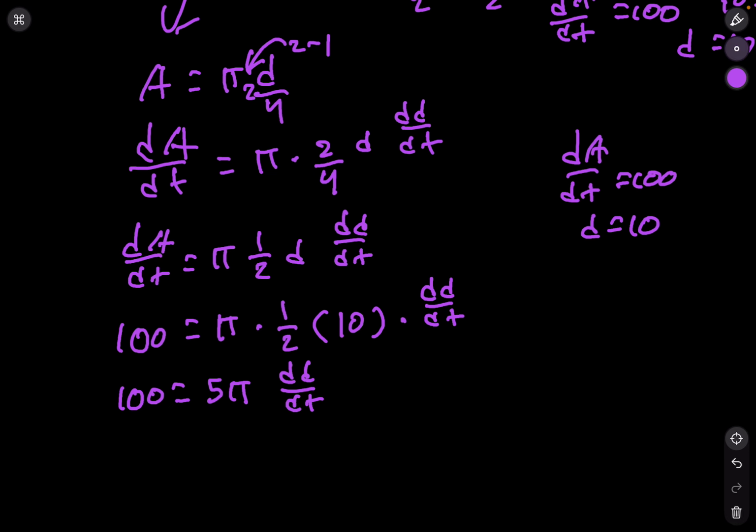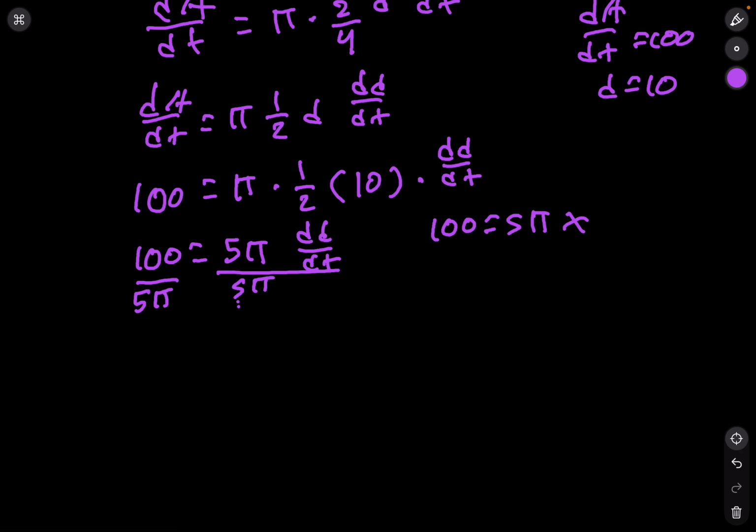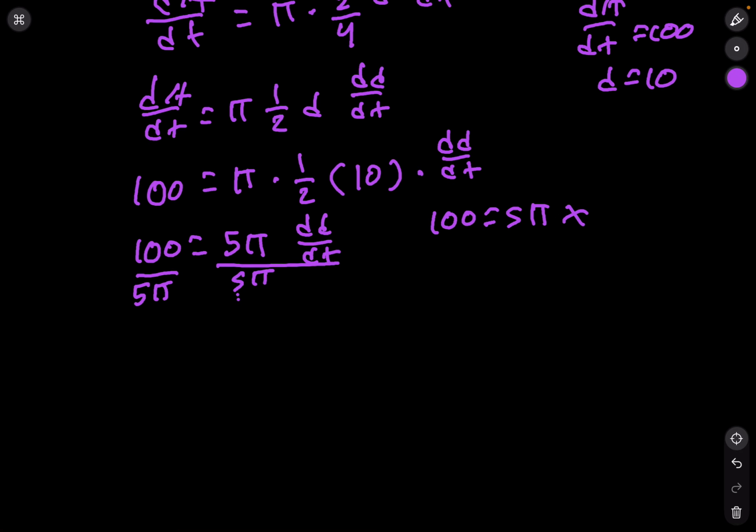Since we're trying to find the change of the diameter, this is basically like saying 100 is equal to 5 pi x. This is our variable, and we're trying to isolate the change of diameter with respect to time, to find how much the diameter is changing with respect to time at this specific moment. So from here, we just divide by 5 pi. And then we realize that how the diameter is changing with respect to time at this specific point is equal to 20 over pi. And that's your answer.